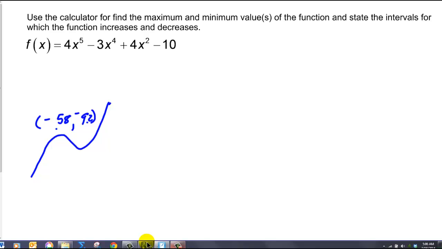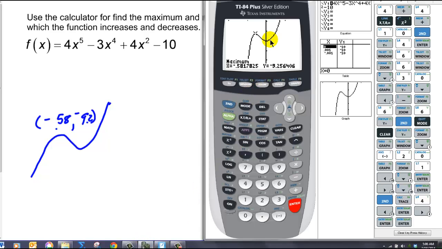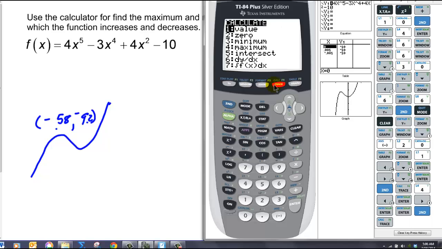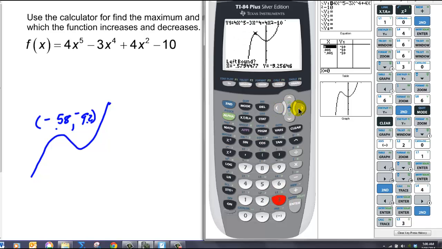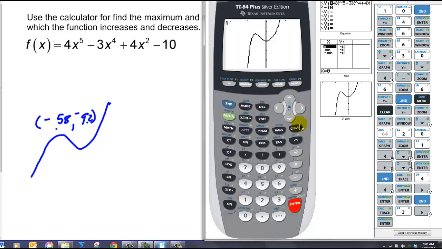Then we'll go back to our calculator, and we're going to find out what this low point is. So let's go ahead and do that. We're going to hit second calculate once again, and we're going to go to minimum value now. So that's the number 3. And it's going to say left bound again, so I want to go to the left of that minimum, hit enter, and then to the right of that minimum, hit enter. Once again, we'll get that guess.